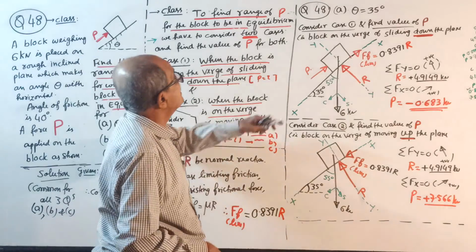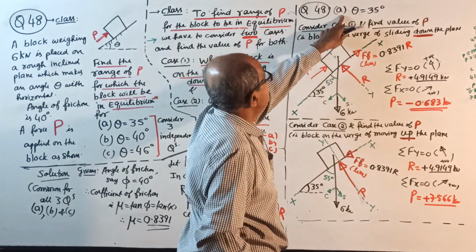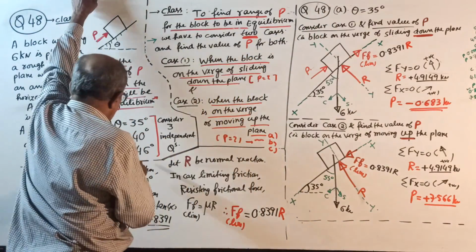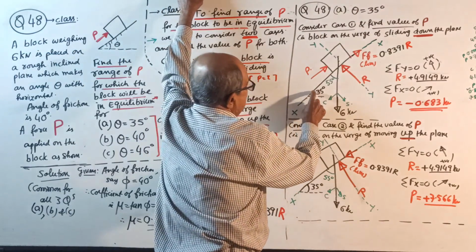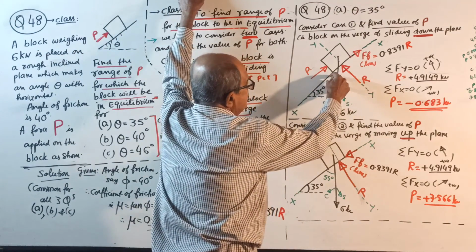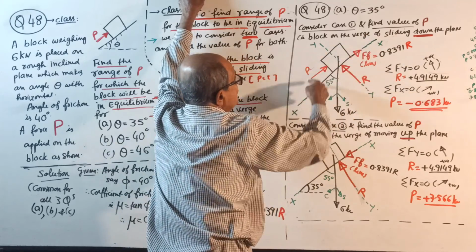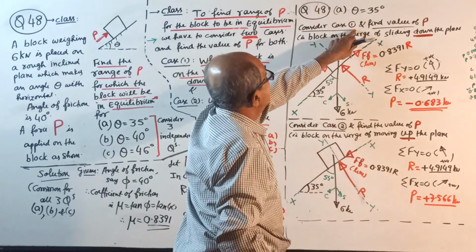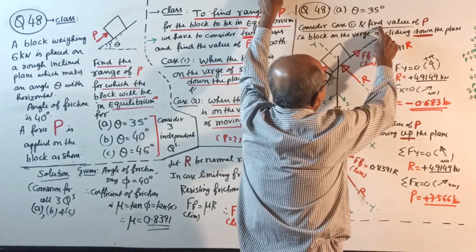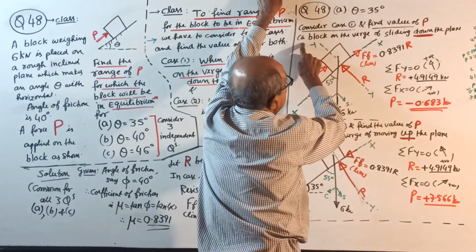Okay, now start. Question 48a: theta is 35 degrees. So mark here 35 degrees. If that is 35, this is 55. X like this, y like this. And consider case 1, that is, find the value of p.